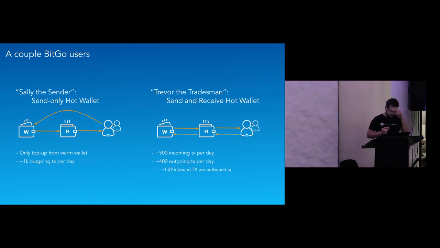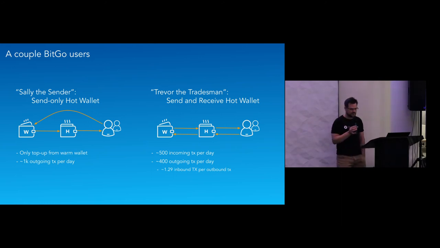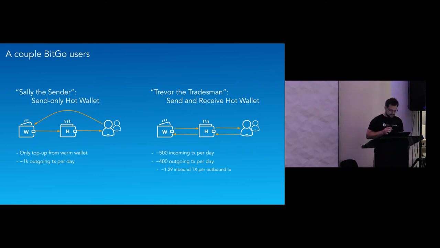These have roughly similar transaction activity. The send only wallet has 1k transactions per day, roughly, mostly sending. The Trevor wallet has 500 incoming transactions, roughly, and 400 outgoing transactions. So that's about 1.29 inbound TXs. Yes, I know the numbers don't add up. That's on purpose.